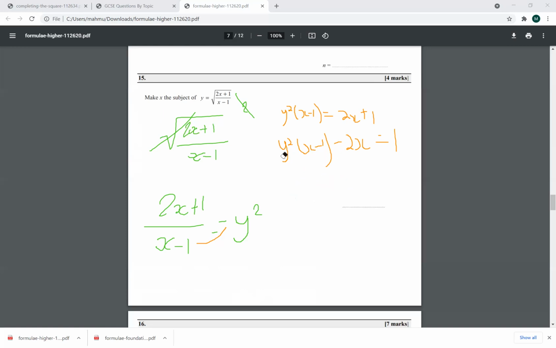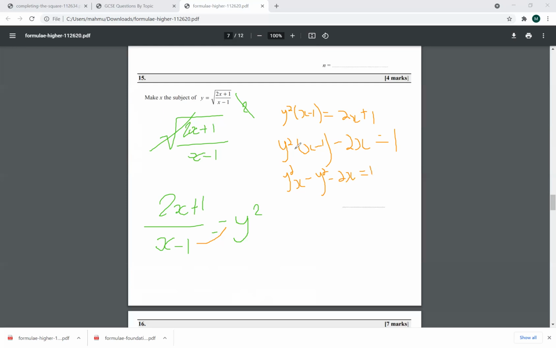2x, so that's yx squared. Let me open up the bracket first so I can make it easy for me to write. So that will be y squared x minus y squared minus 2x equals 1. I think that will be easy to break it now.